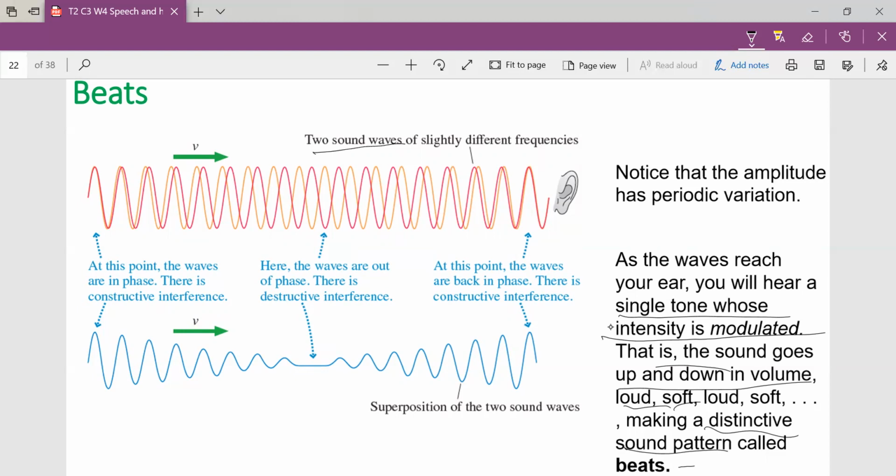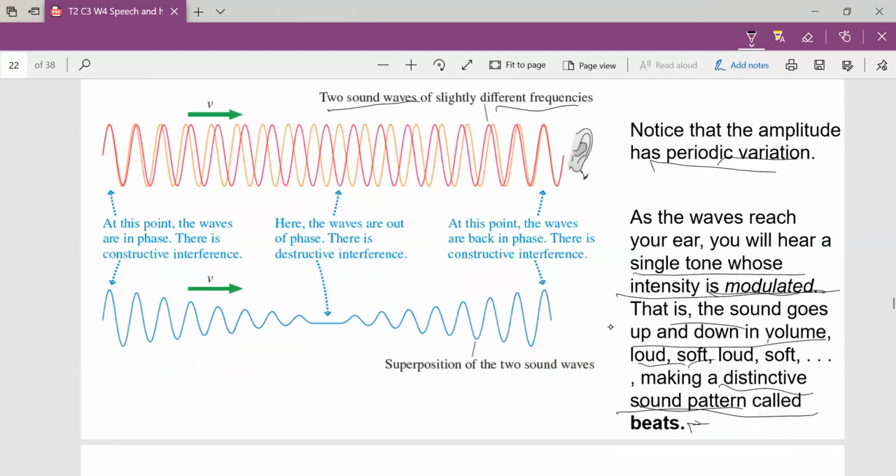We have two sound waves of slightly different frequency that come to your ear. You're producing two sound waves and they come to your ear like a beat. You refer to it as a beat because it has a periodic variation, it's modulated, and it has a distinct sound pattern. So you can refer to it as beats.